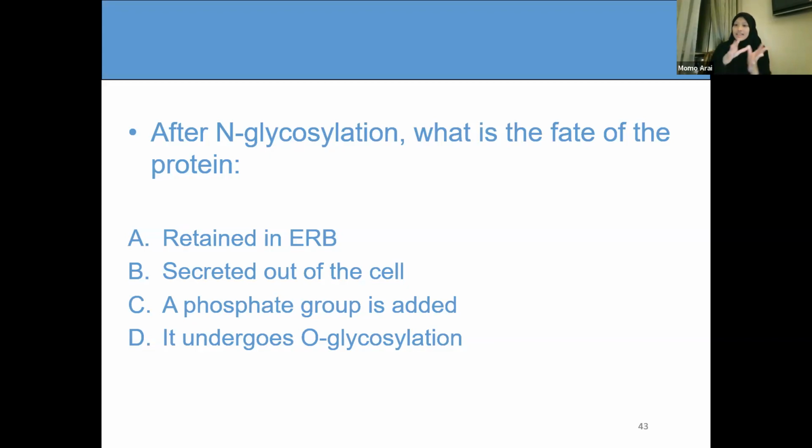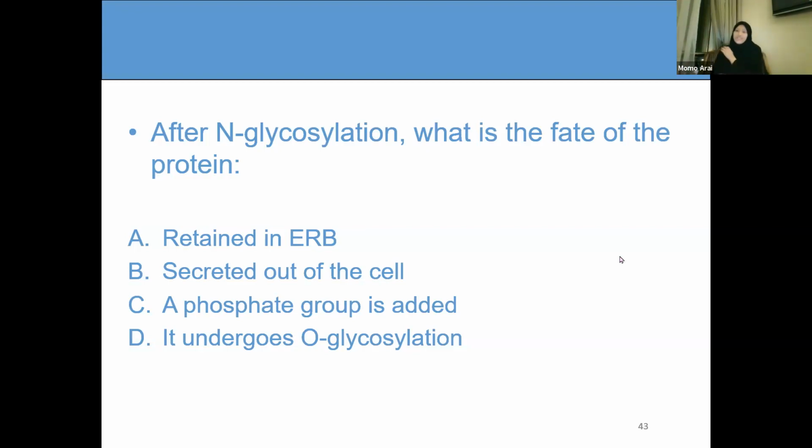N-glycosylation happens in the rough endoplasmic reticulum, right? But what happens after it? After that modification, where does the protein go? Does it stay in the rough endoplasmic reticulum forever? No, not all of them do. Does it get secreted out of the cell? Yes, they get secreted out of the cell because, like I said, all proteins have their own functions. They just go into the rough endoplasmic reticulum to get changed, to get to the final structure, and then they move out. Exocytosis goes to the membrane.